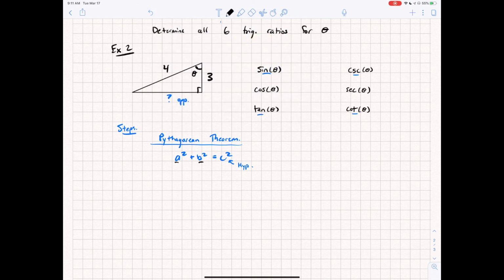Now A and B, because these are the legs, it doesn't matter which side is A or B. I'll just let the missing side be A. That means B is going to be 3. And C has to be 4.